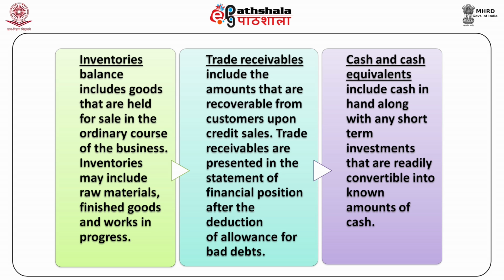Trade receivables include the amounts that are recoverable from customers upon credit sales. Trade receivables are presented in the statement of financial position after the deduction of allowance for bad debts. Cash and cash equivalents include cash in hand along with any short-term investments that are readily convertible into known amounts of cash. Liabilities. A liability is an obligation that a business owes to someone and its settlement involves the transfer of cash or other resources.